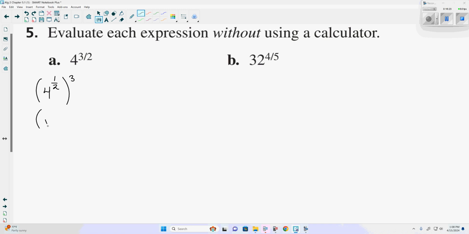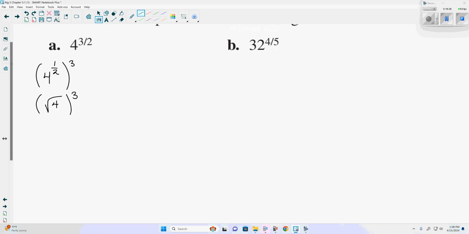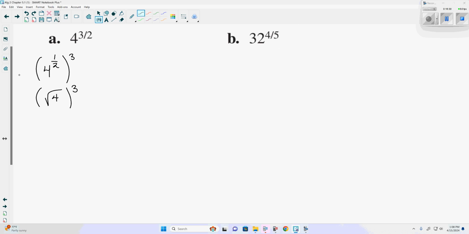Well, 4 to the 1/2 is the same as the square root of 4, to the third. Well, we know the square root of 4. Square root of 4 is what? 2 to the third power. 2 to the third is? Because we want to find different ways to simplify it as best we can.